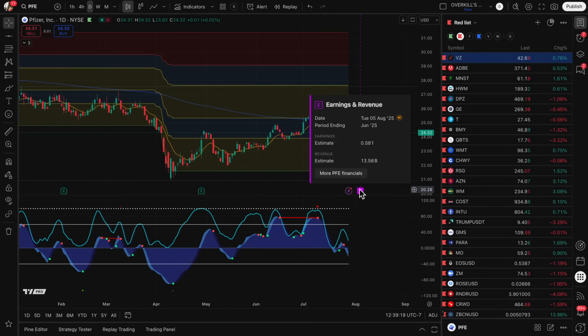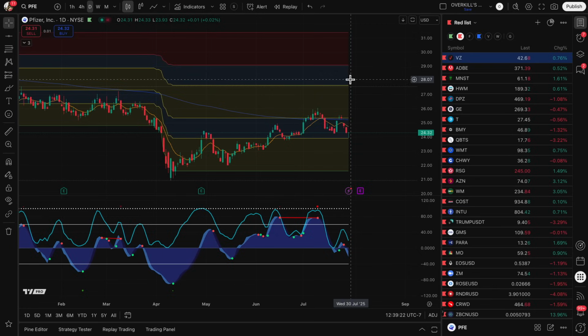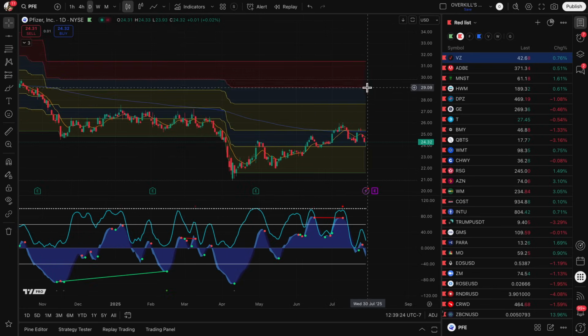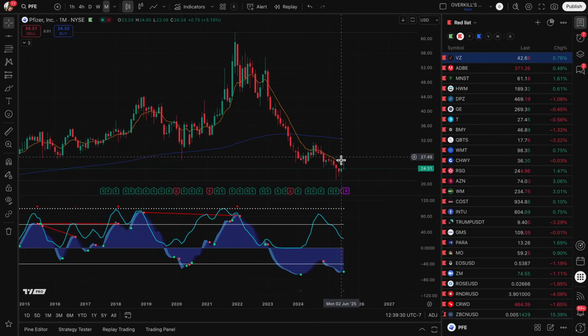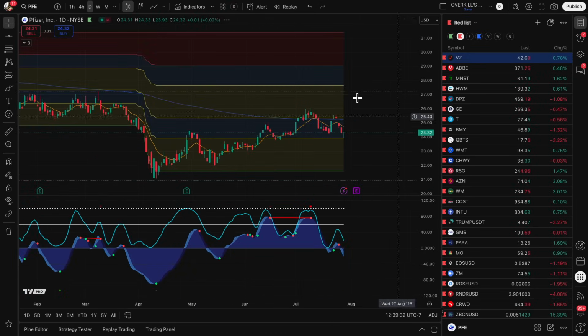They also have earnings coming up next week. So again, all the fundamental stuff aside, our target's up here in the red zone. That's what we're buying and holding till. That's our first target. Again, as long as the dot is green on the monthly, we are bullish on the name.